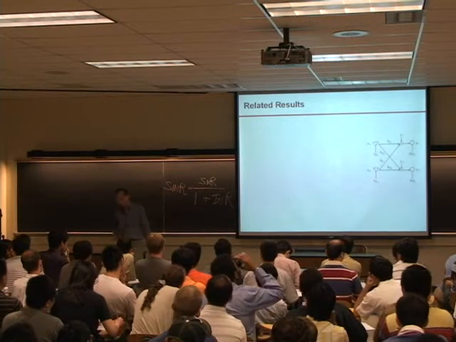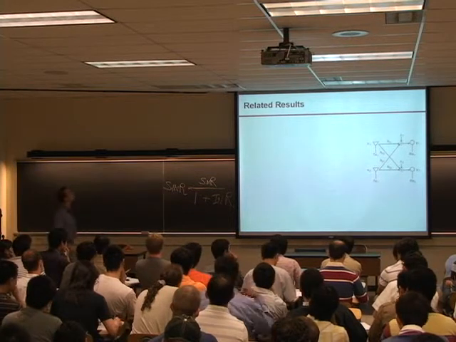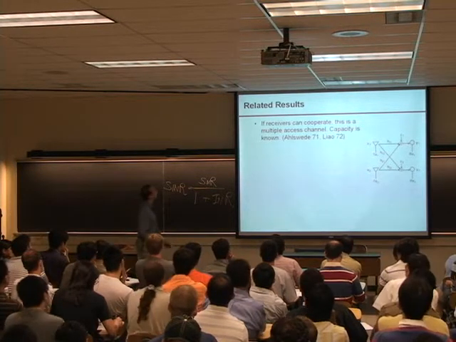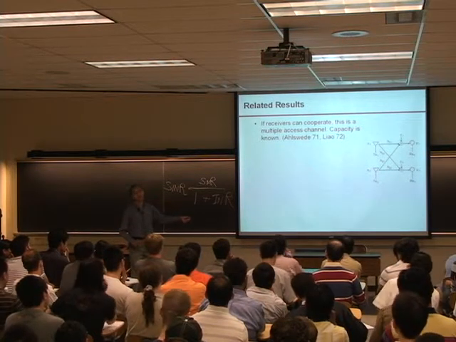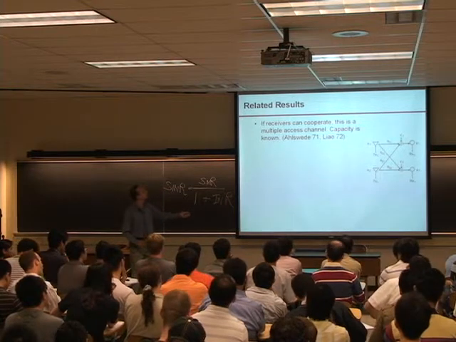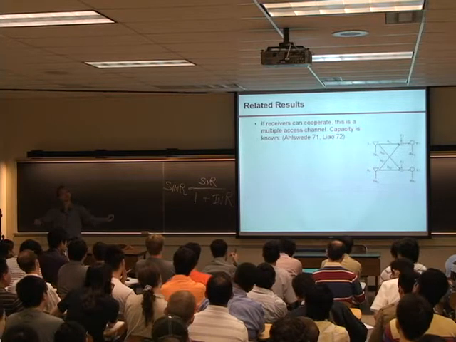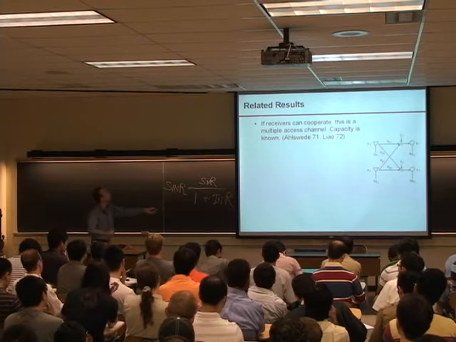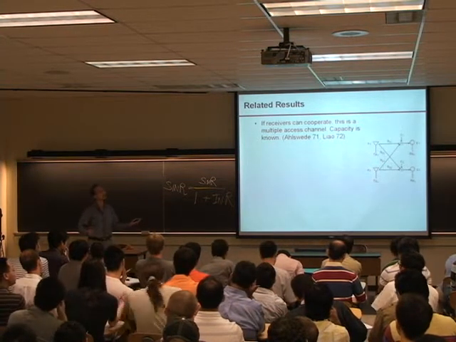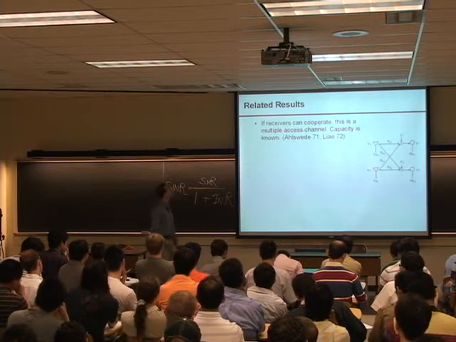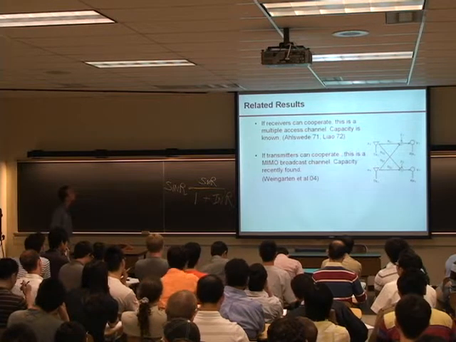Okay, just to put this channel into context, results that you may be familiar with. First, as I said, if the receivers can cooperate and jointly decode these two messages, then this is just a multiple access channel. This is a channel where you have two users simultaneously sending information to a common receiver. The only feature is that this receiver has two antennas. So this is a special case of a multiple access channel, and the basic result is already known in the early 70s.